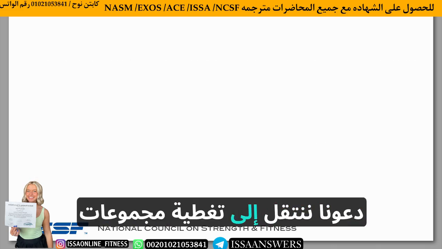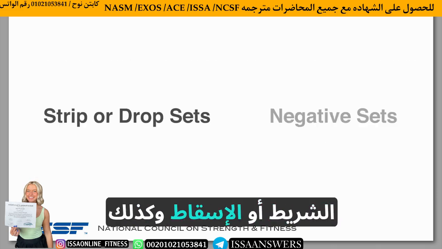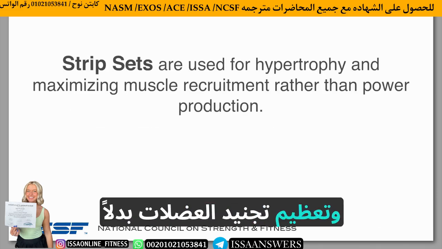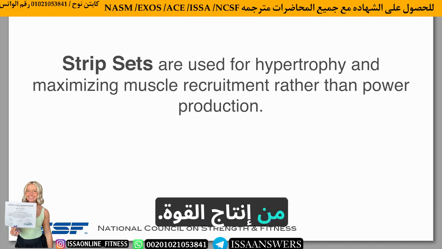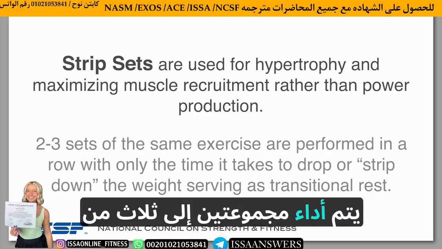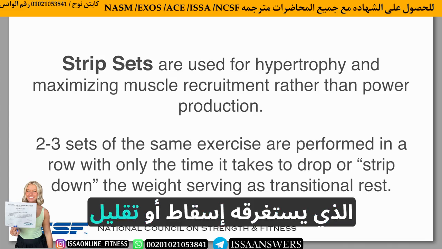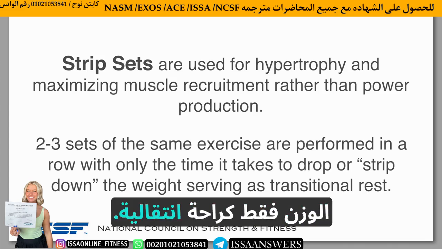Let's move forward by covering strip or drop sets as well as negative sets. Strip sets are used for hypertrophy and maximizing muscle recruitment rather than power production. 2 to 3 sets of the same exercise are performed in a row, with only the time it takes to drop or strip down the weight serving as transitional rest.